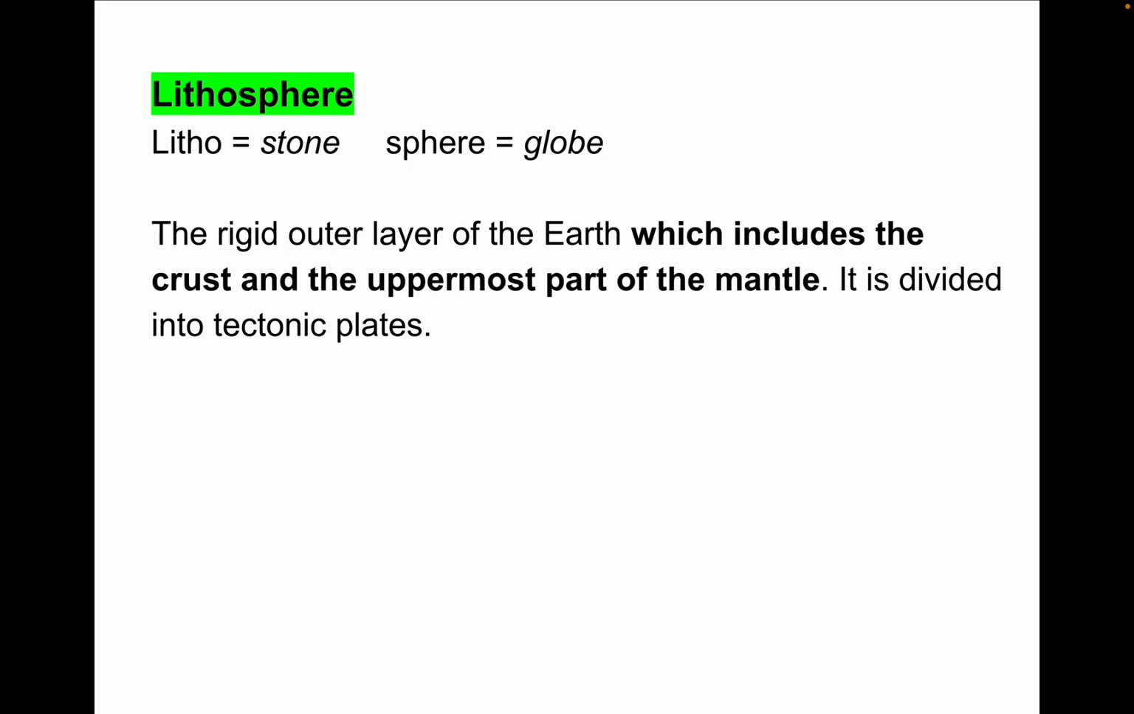And so when we talk about the lithosphere, it includes the crust, which is the hard outer layer of Earth, and it's hard solid rock. And it also includes the uppermost part of the mantle, which is magma. The hard solid rock is divided into sections called plates, and the plates move on top of that mantle.